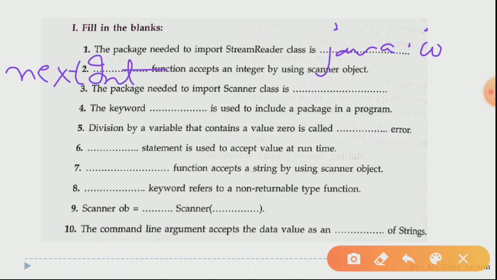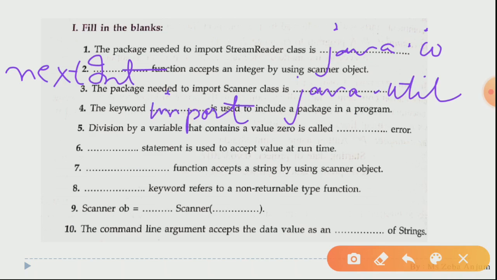Okay, see the third one, the package needed to be import using scanner class. Scanner class के लिए आपको क्या import करना पड़ता है, you have to import java.util. Okay, this is basically the package. The keyword dash is to be used to include a package in a program. क्या use करते हैं आप, you are using import over there. So import is the answer of fourth one.